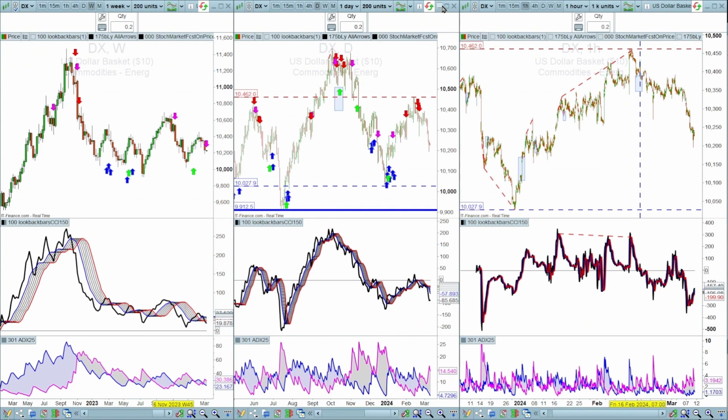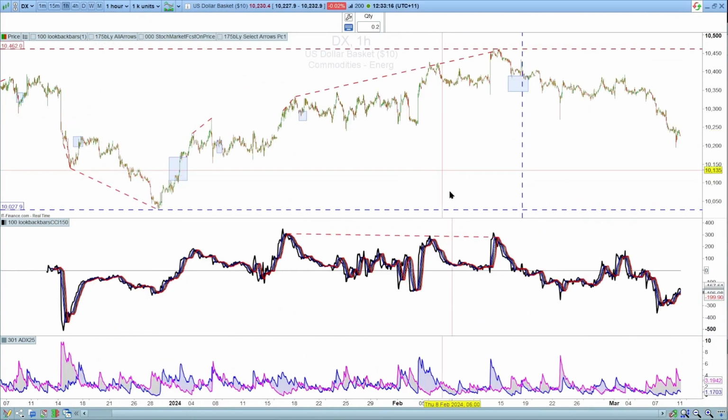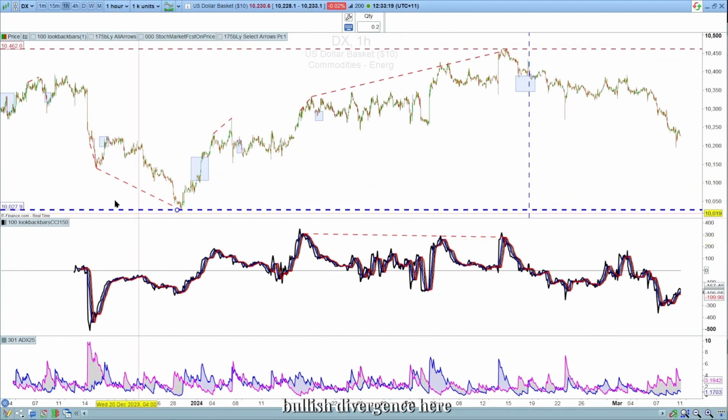It's a bit hard to read on this level. I'll explain the divergence on the 1 hour chart, but there was a little divergence there during those peaks, double tops versus higher highs on the price, and the price fell off. Now on the 1 hour chart, let me just zoom into this. We've had a couple of divergences. We had a bullish divergence here.